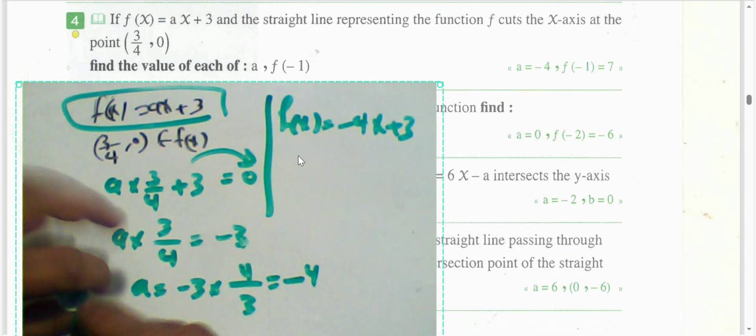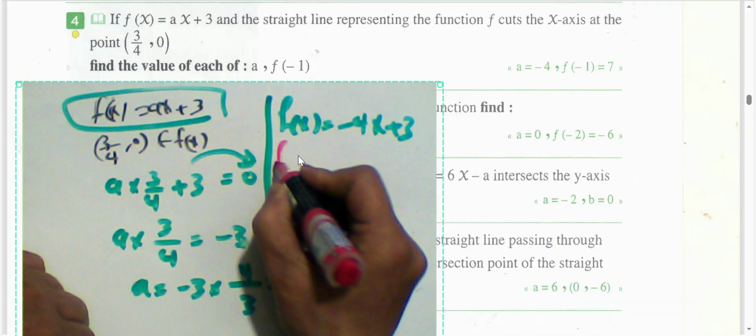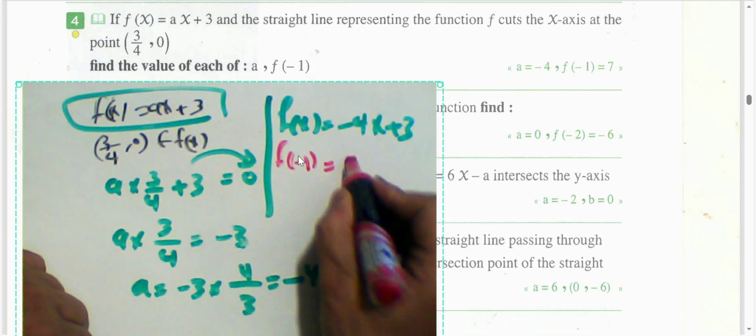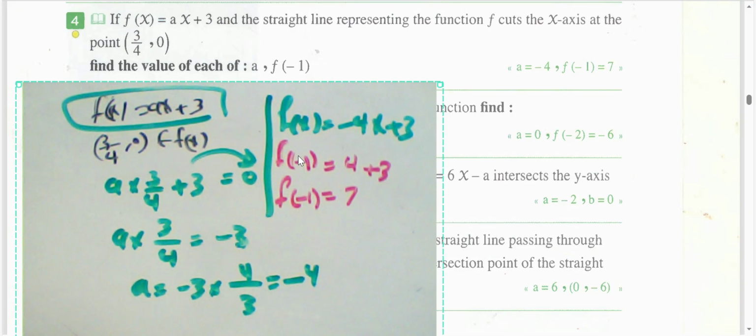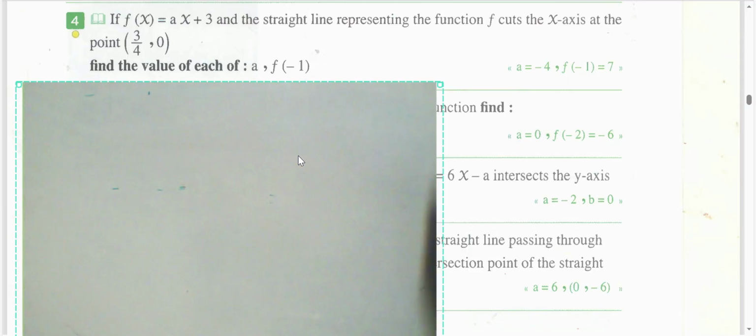Now I will complete to find f of negative 1. F of negative 1 will be equal negative 1 times negative 4, it will be 4. 4 plus 3 equals 7. Then f of negative 1 will be 7. Okay, it's the solution about this question. Next question.